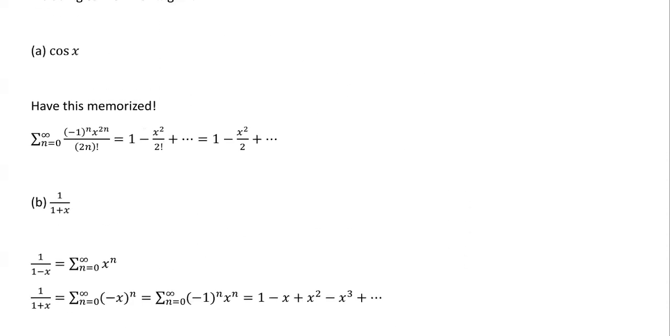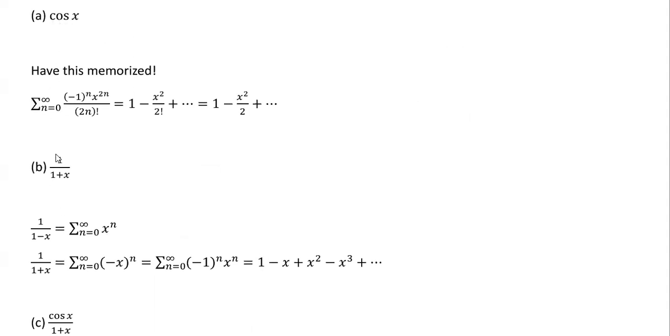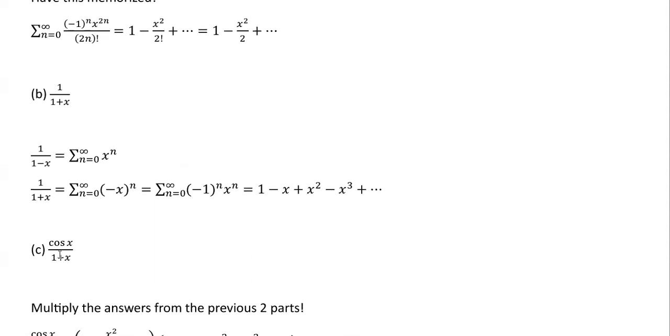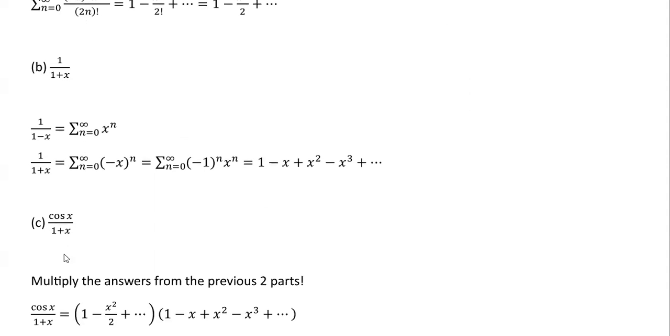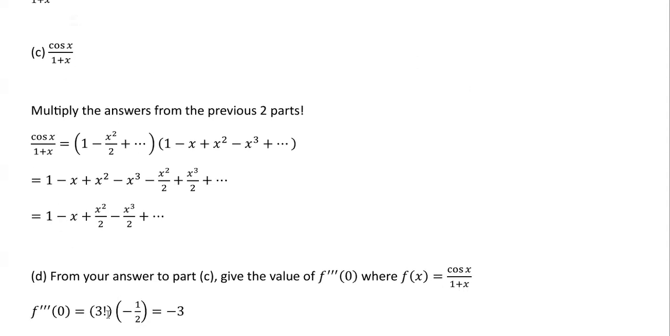So this one, if you have the power series memorized for cosine, that would speed it up a lot. This one, you just start from the known one, and then it's not bad at all. This one, you just have to be careful of the algebra and realize that it's the product of the answer from A and B. And then this one I just explained, hopefully.